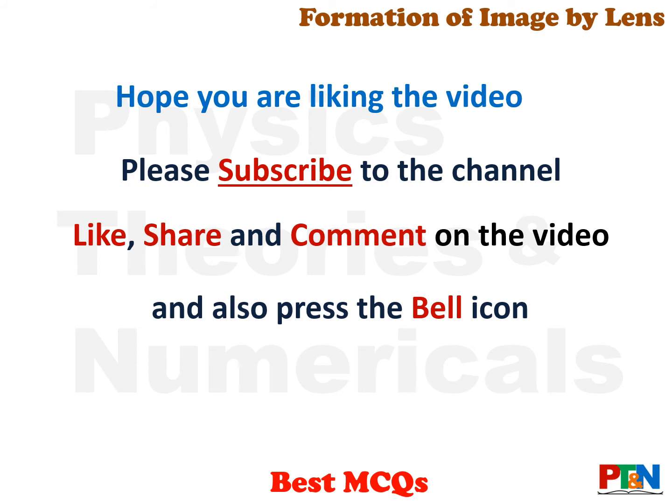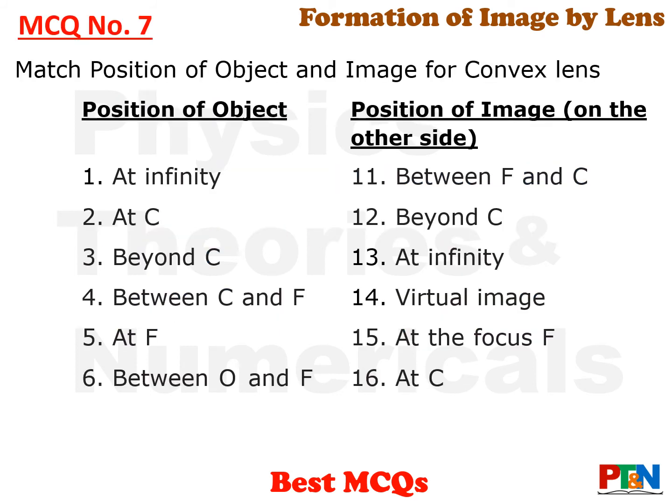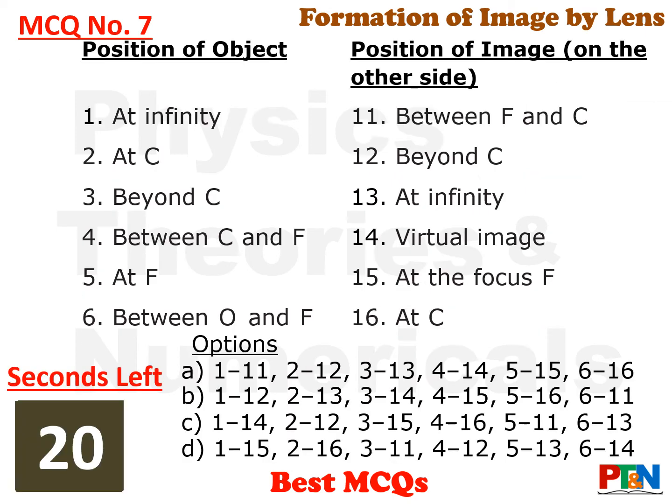Let's continue. Next MCQ. Match the position of image for a convex lens. A list of positions has been given under position of the object, and a list of positions has been given for position of the image, which will be on the other side, of course. So you need to match the positions. You have to choose from the options given. 20 seconds time. Time starts now.